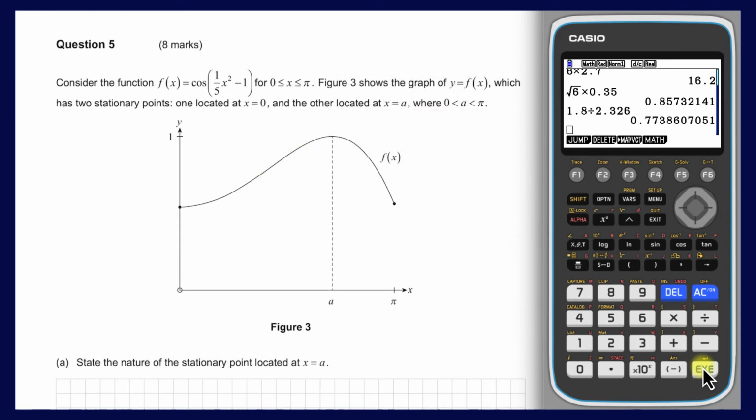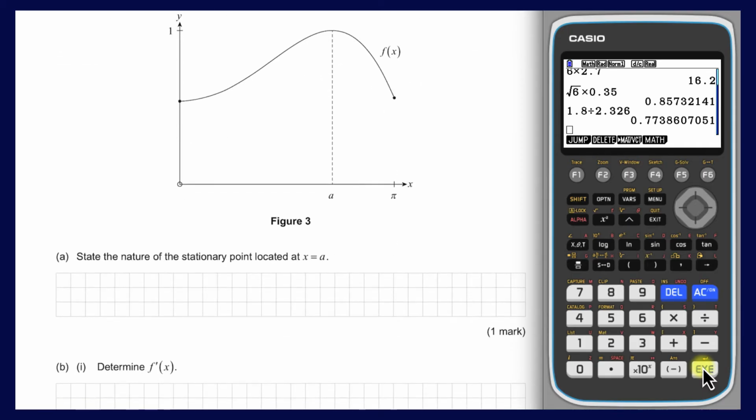Question 5. Now we have a function f of x equals cosine of one fifth x squared take 1. So a bit of an interesting combination of a polynomial and a trig function here. And here's a graph of f of x with two stationary points, one at x equals 0, one at x equals a, some point a between 0 and pi. First of all, we're going to start by stating the nature of the stationary point located at a: maxima, or you probably could say a local maxima.